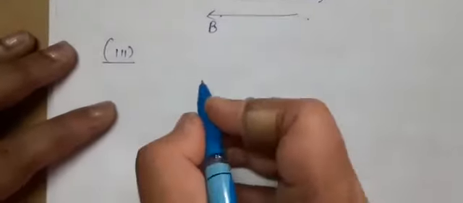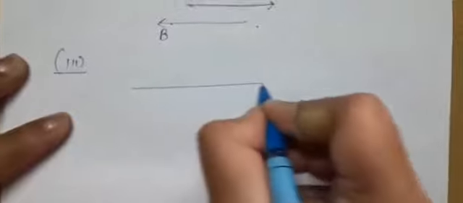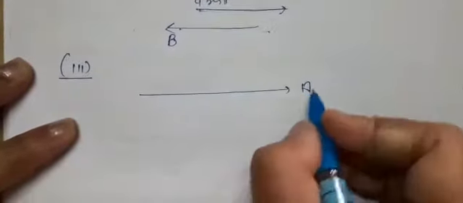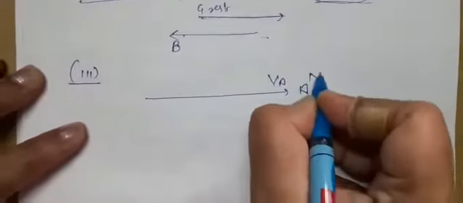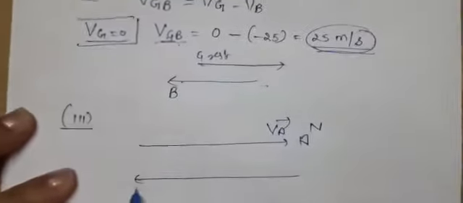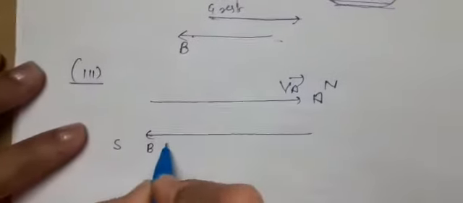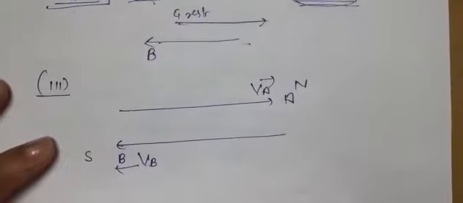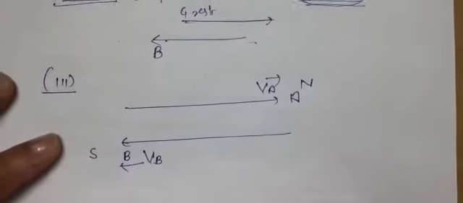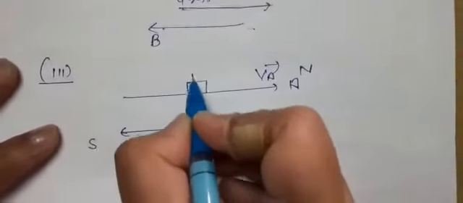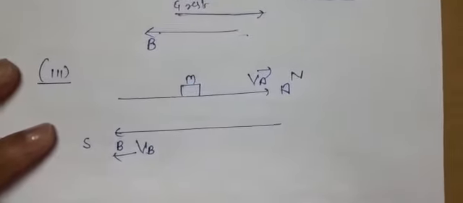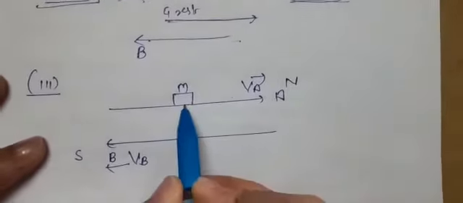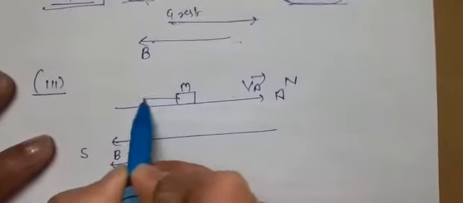What is this concept? Velocity of monkey. See here, I am again drawing the diagram. A is moving towards north and B is moving towards south with speed VB. So now, velocity of a monkey running on the roof of train A. Here one monkey is present, and in which direction is it running? As the train is moving in this direction, the monkey is running in the opposite direction.